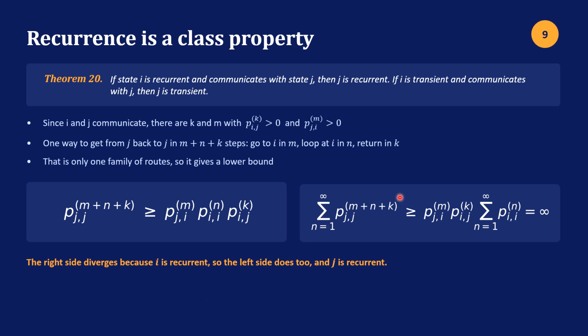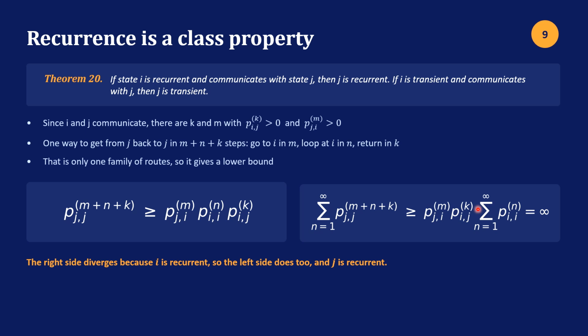Then if we sum over this here, this is giving the probability of going from J to J in M plus K plus 1 steps and M plus K plus 2 steps and so on. And if we plug this in for this, we have a greater than or equal to. And you notice it's only the middle term that has an N in it, so we need to sum over this. These just come out.